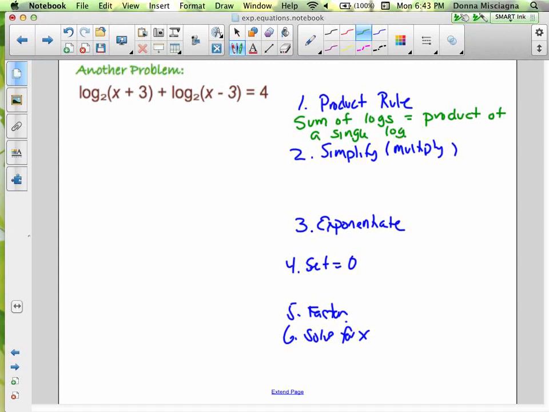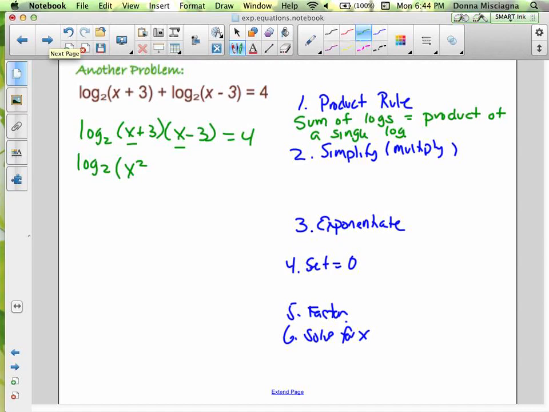So that means we've got log base 2 of x plus 3 times x minus 4. We don't need two log base 2's. We just need one when we condense that into a single product, equals 4. We've got to simplify, so we're going to multiply. Right, so we're going to have log base 2 of x times x, it's going to give us x squared.